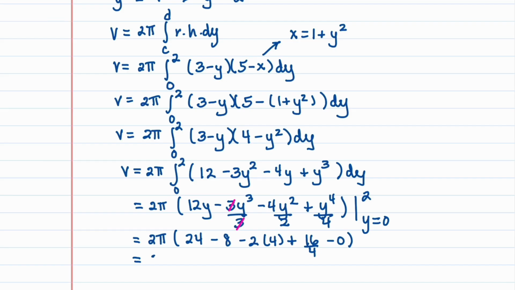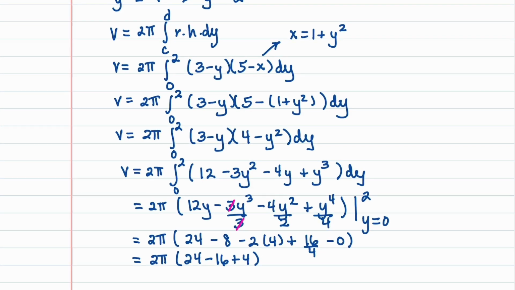This just gives us 2 pi times 24 minus 16 plus 4. This gives us 2 pi times 12 for a final answer of 24 pi. 24 times pi is what the volume of our solid is equal to.